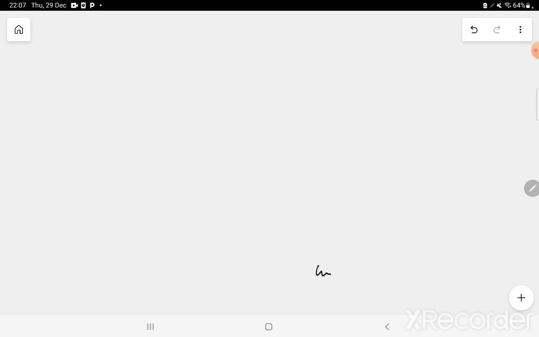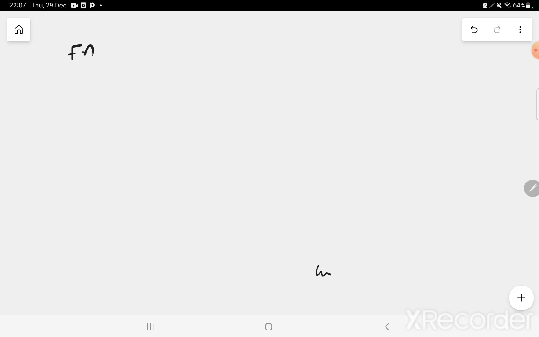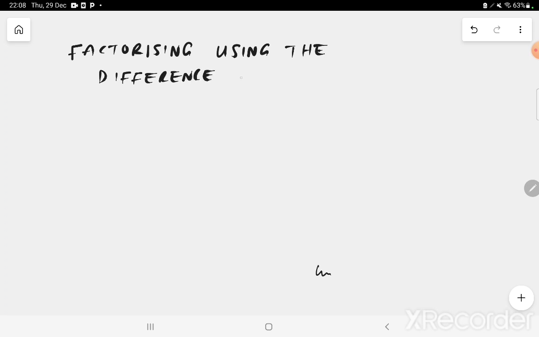Right, good evening. Today we're going to look at factorization. Okay, so look at factorizing using the difference of two squares.